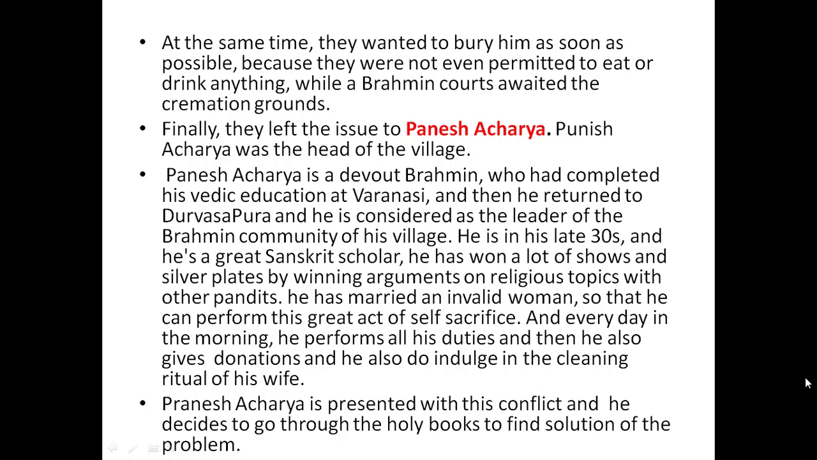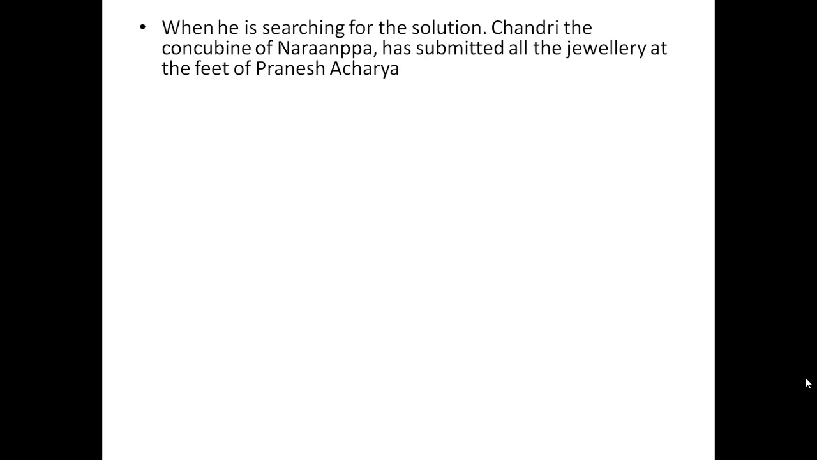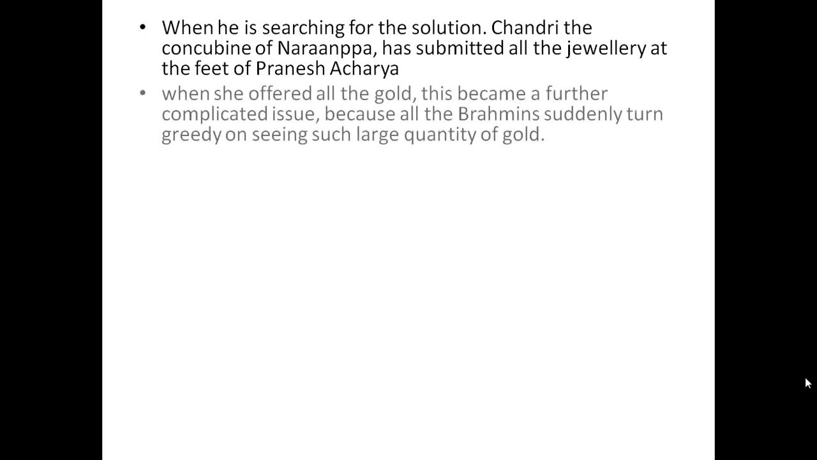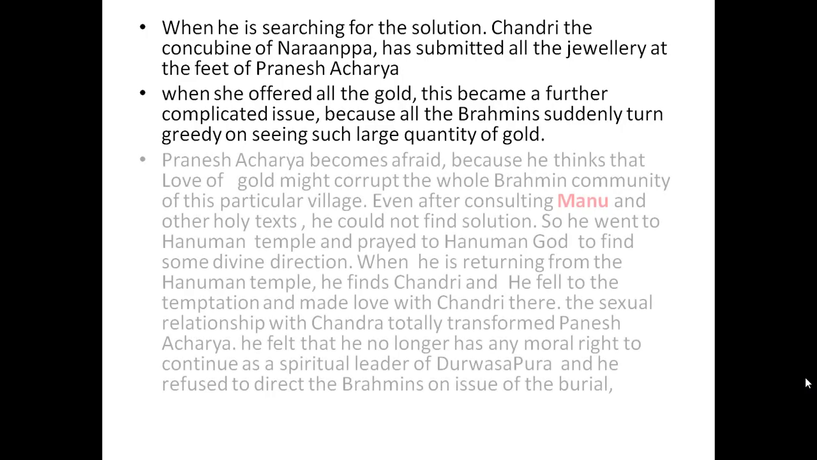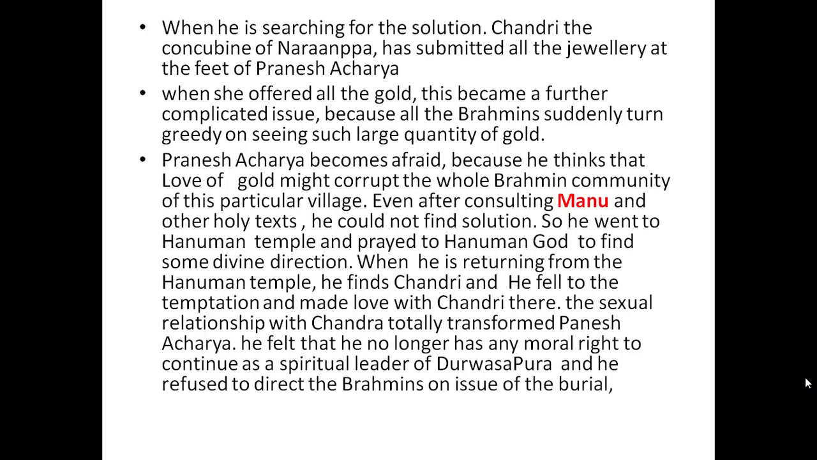While he is searching for the solution, Chandrithe, the concubine of Naraanppa, has submitted all the jewellery at the feet of Pranesh Acharya, and she has told Pranesh Acharya that please take all the jewellery and bury the body of Naraanppa because I love him and I don't want his body to remain like that. Now when she offered all the gold, this became a further complicated issue because all the Brahmins suddenly turned greedy on seeing such a large quantity of gold. Now all they want to do is the ritual so that they can get the gold. Now Pranesh Acharya became afraid because he thinks that love of gold might corrupt the whole Brahmin community of this particular village.